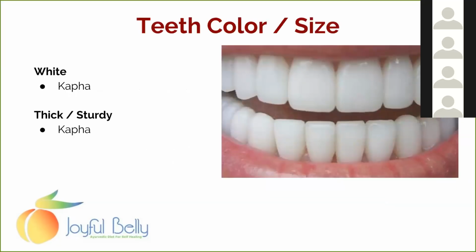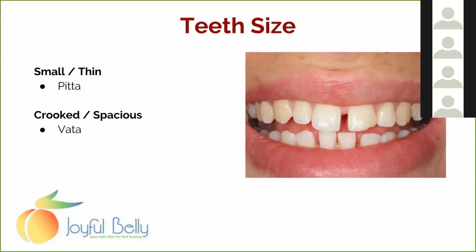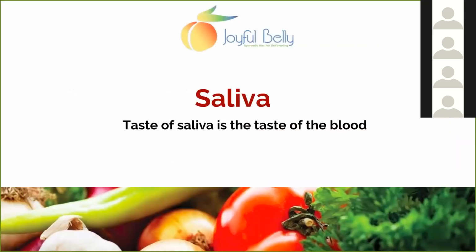And there are those big pearly whites that are characteristic of kapha dosha. Kapha also has thick, sturdy teeth. And look at this. See how the mouth is very irregular here? That's vata. And pitta people tend to have small teeth. Vata and kapha tend to have larger teeth. Some vata people have small teeth as well, depending on the level of deficiency.